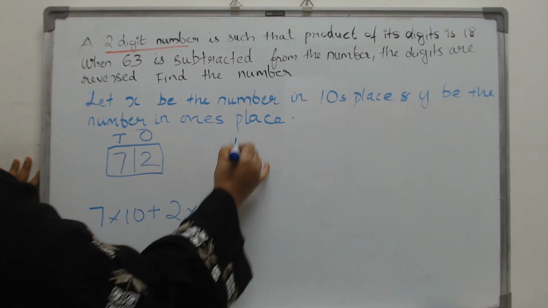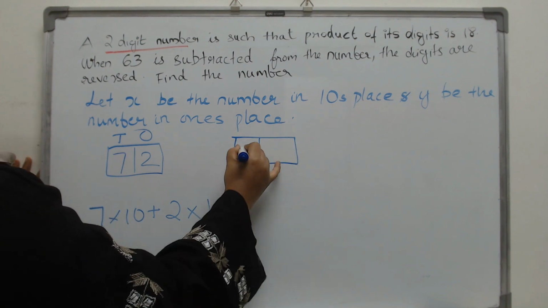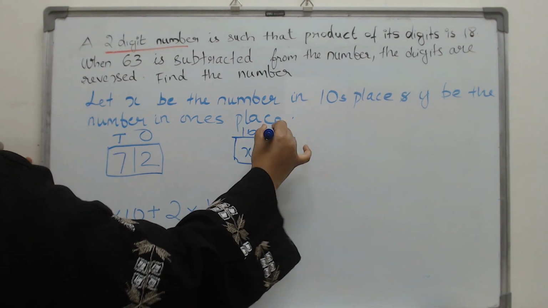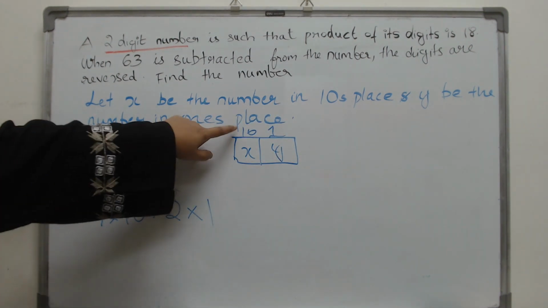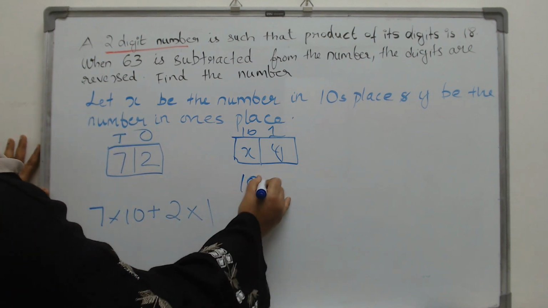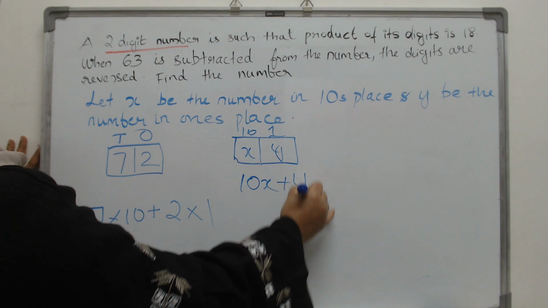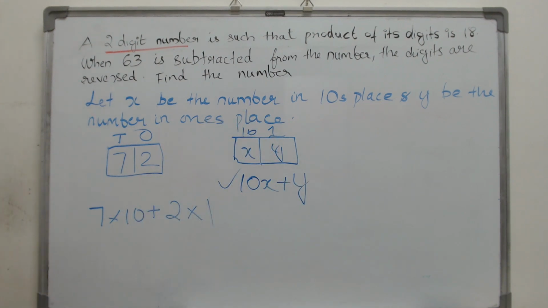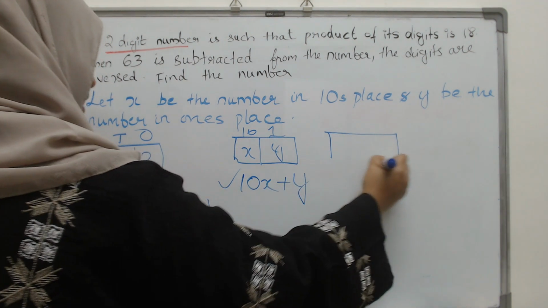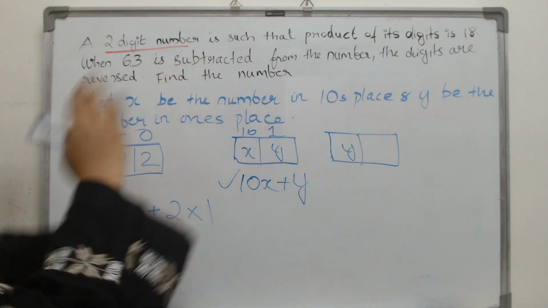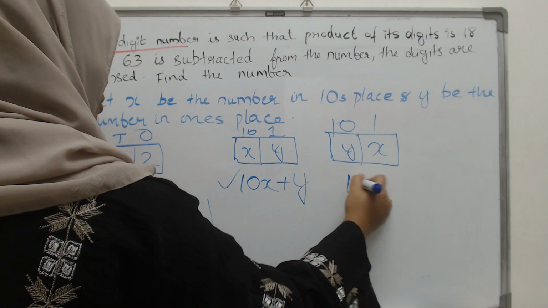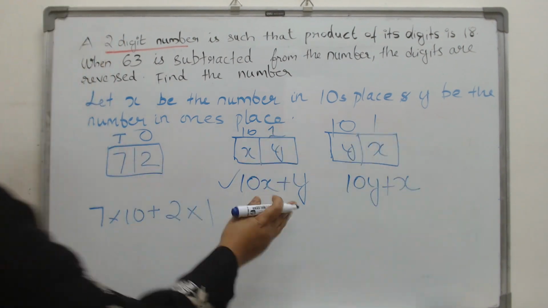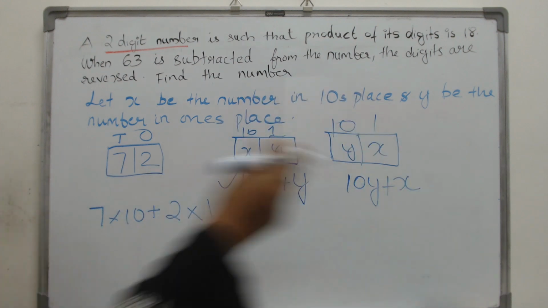So if your number is such that x is in the tens place and y is in the ones place, how does its expanded form look? 10 into x is 10x, plus y. So this is the number we want. When we reverse the digits, what happens? Now y comes in the tens place, x comes in the ones place. So your new number is 10y plus x. Your original number is this, your new number is this.